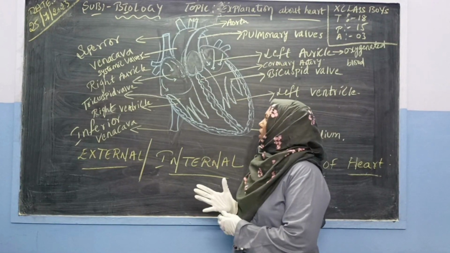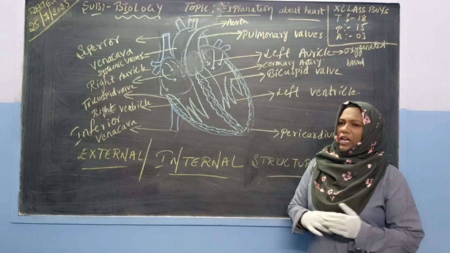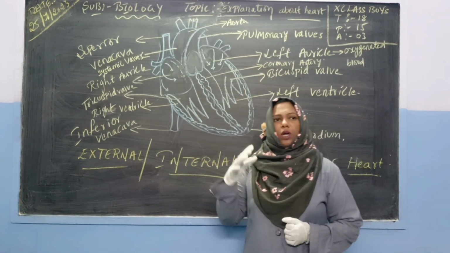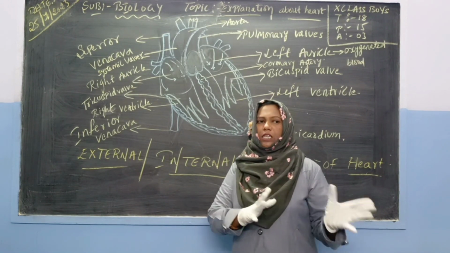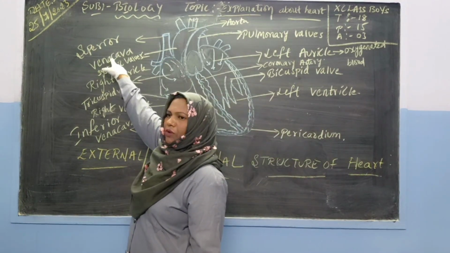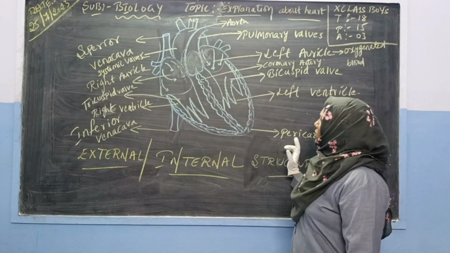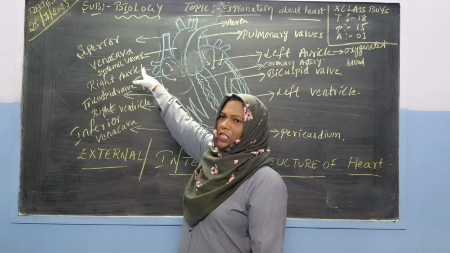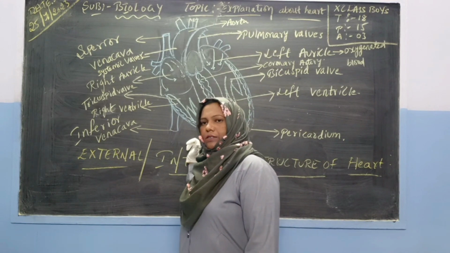Then coming to how the circulation takes place, it occurs in different steps. The blood is carried to the heart from the upper parts of the body by the superior vena cava, and from the lower parts by the inferior vena cava. The blood is collected and brought to the heart.